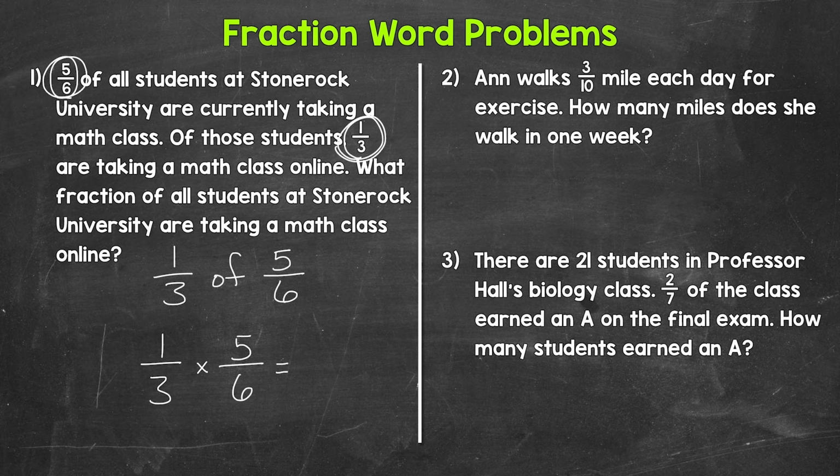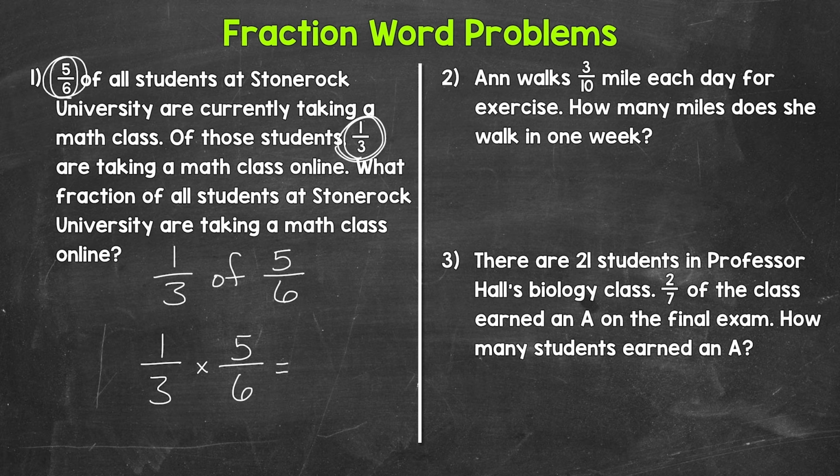Again, 1/3 of the students taking math classes are taking those classes online. So we need 1/3 of 5/6. And we're multiplying in order to find that answer. Remember, when we multiply fractions, we multiply straight across. So numerator times numerator and denominator times denominator. Let's start with the numerators.